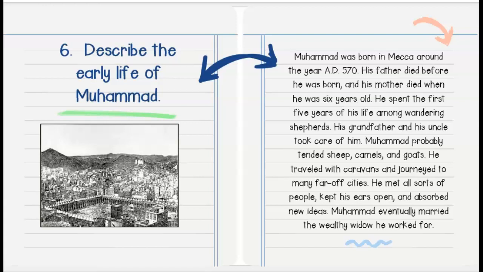Muhammad probably tended sheep, camels, and goats. He traveled with caravans and journeyed to many far-off cities. He met all sorts of people, kept his ears open, and absorbed new ideas. Muhammad eventually married the wealthy widow he worked for.